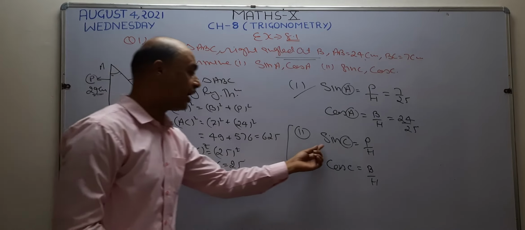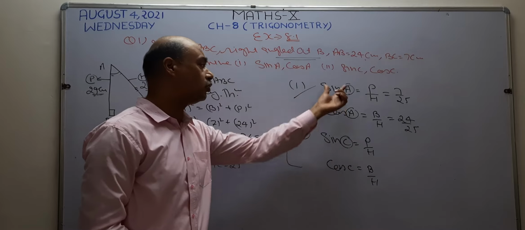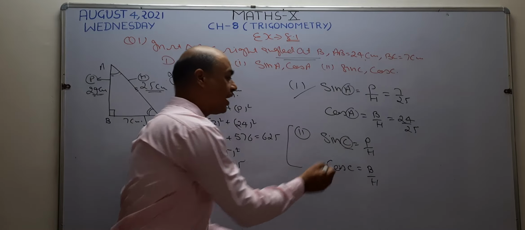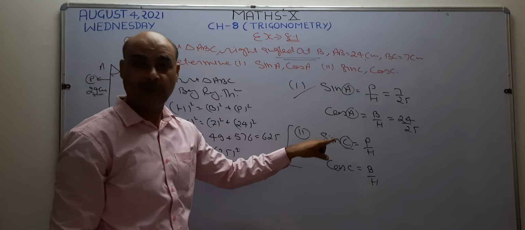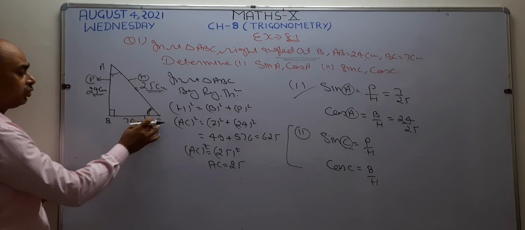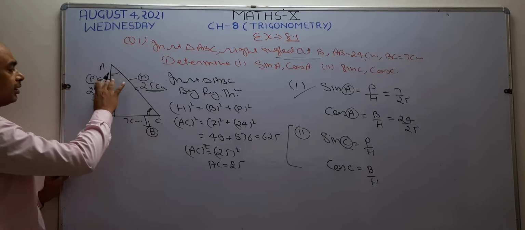Okay. Now sin C is given. In sin C, the formula is going to be the same. Whether it is sin A or sin C, it is P by H. But this angle is going to decide which side we are going to consider as base. Now if sin C is given, see this: this C is going to lie on this side, so this becomes base and this becomes perpendicular.